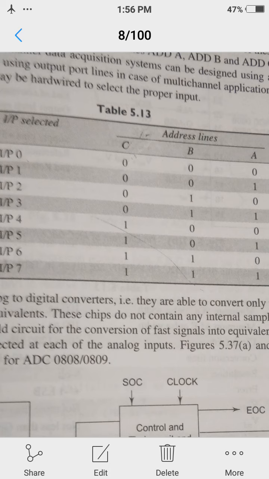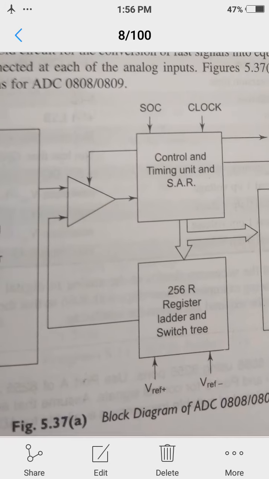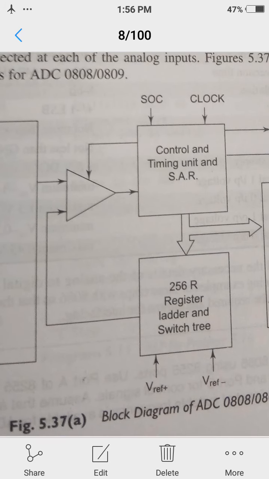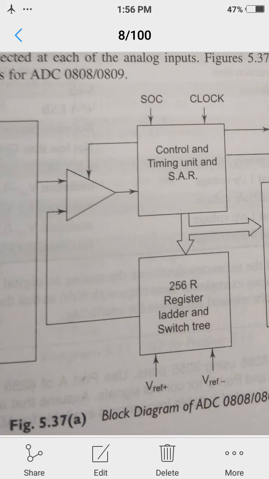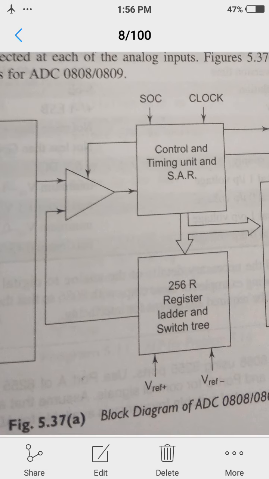So these are all unipolar analog to digital converters, and they are able to convert only positive analog input voltages to their digital equivalents, and the chip does not contain any internal sample and hold circuit. It needs an external sample and hold circuit for the conversion of faster signals into equivalent digital quantities.